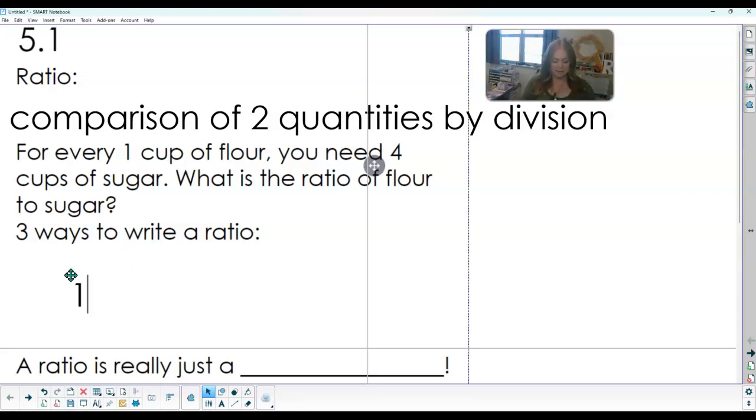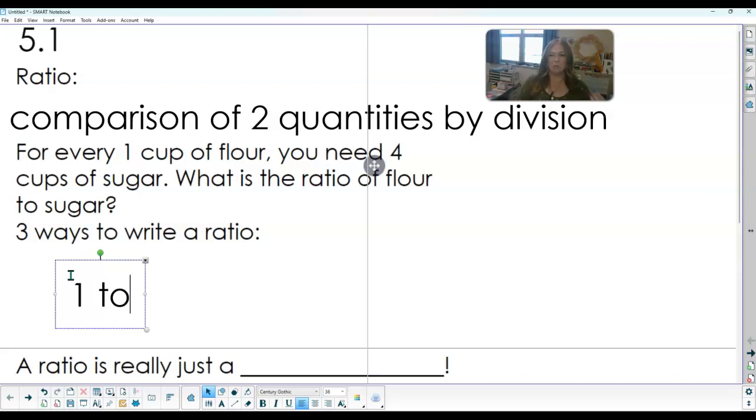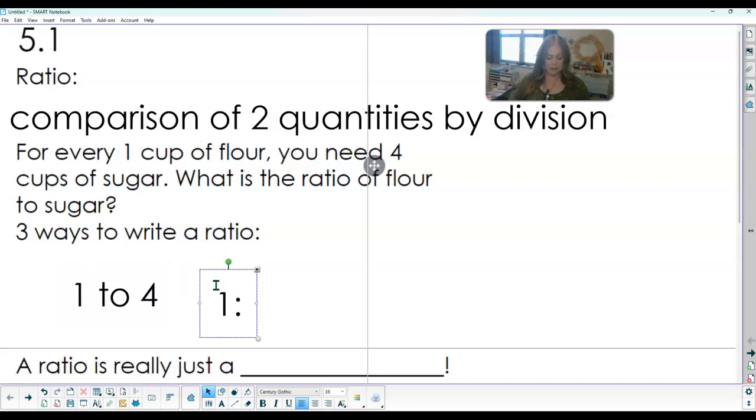The first way you can write a ratio is you start with your first quantity, 1 cup of flour. You use the word to, T-O, 1 cup, and we're comparing it to 4 cups of sugar, 1 to 4. That's the first way, just using the word to, not the number 2, the word to, T-O. 1 cup to 4 cups. The next way is you can use a colon, 1 cup to 4 cups. I need 1 cup of these to 4 cups of this. We say the same thing, but we use the colon to separate them.